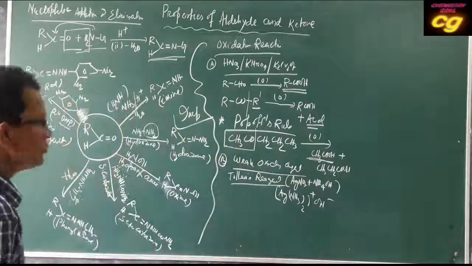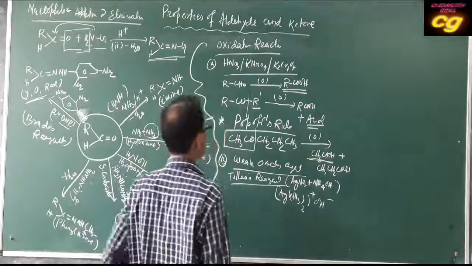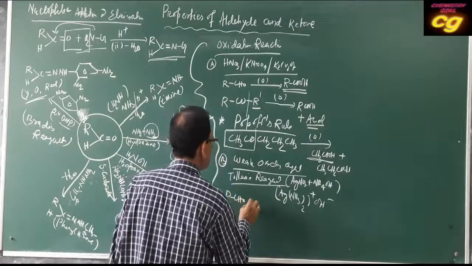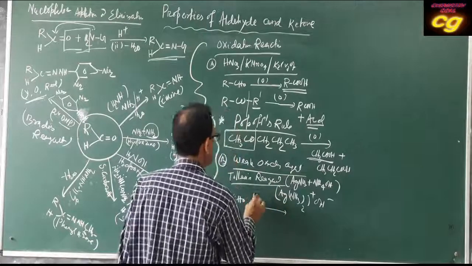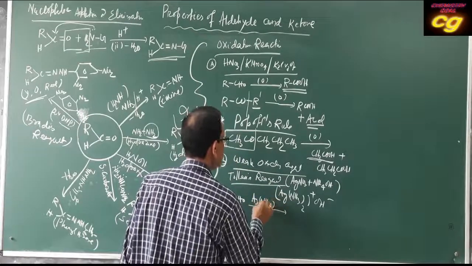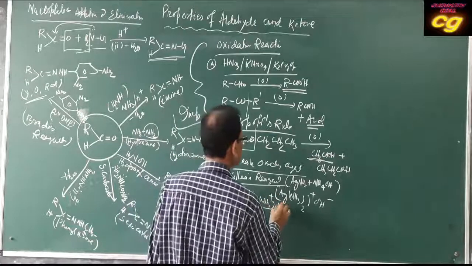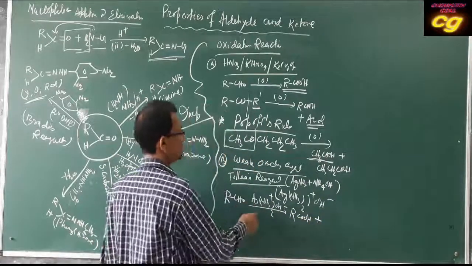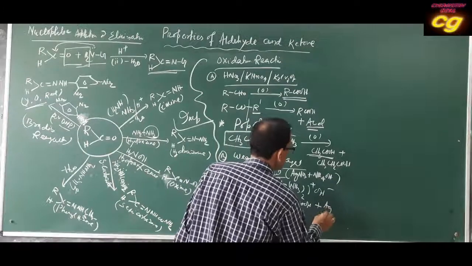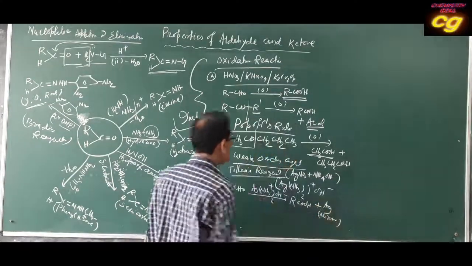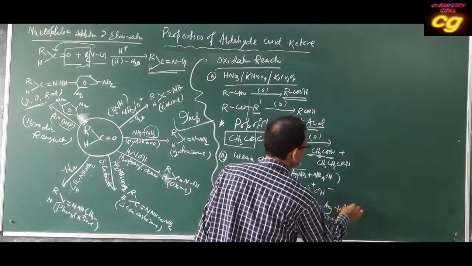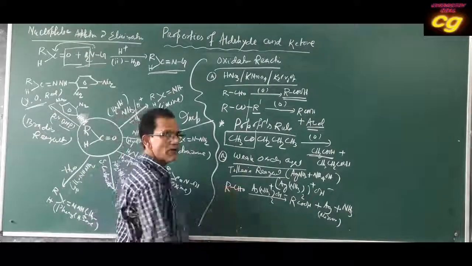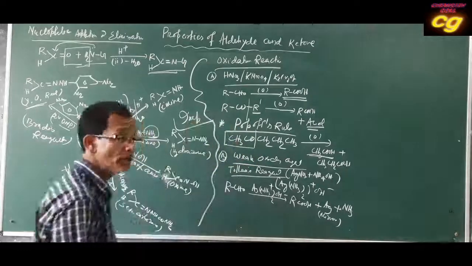This complex oxidizes aldehyde. Suppose you take aldehyde RCH2O. If you use Tollens reagent, Ag(NH3)2 plus and OH minus, the result will be the corresponding acid. Then a silver mirror will form. The remaining will be ammonia. So you can balance it. Very important is the identification of the reaction of Tollens reagent with aldehyde. The result is a silver mirror, a shining mirror.